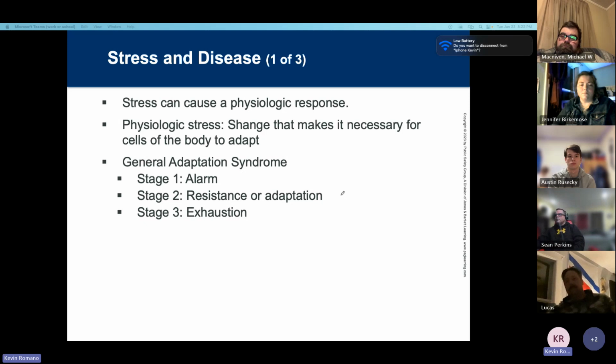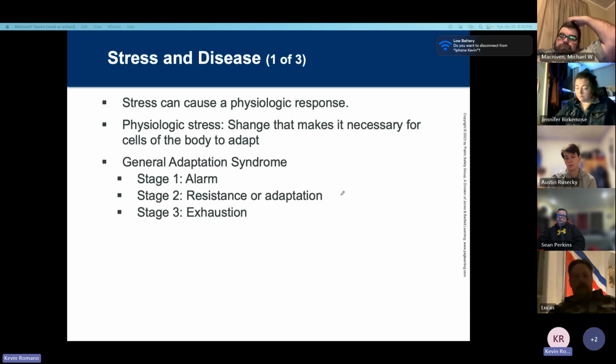Some other stress and diseases. Stress includes a wide range of strong external stimuli, physiologic and psychological, that may cause a physiologic response. So physiologic stress is a change that makes it necessary for the cells of the body to adapt. Concepts related to physiologic stress include the stressor itself, its effect in the body, and the body's response to the stress.